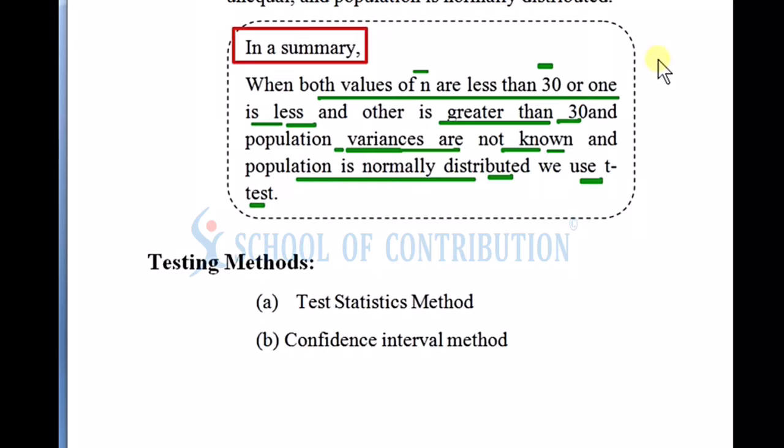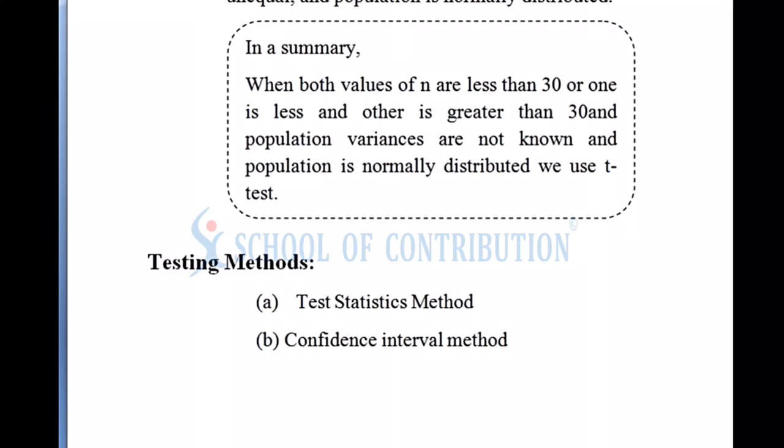So these are the conditions for using the t-test. If these conditions are satisfied, then we can easily use the t-test for two population mean test. Otherwise we cannot use the t-test in that case. Now we discuss the testing methods available for the t-test.